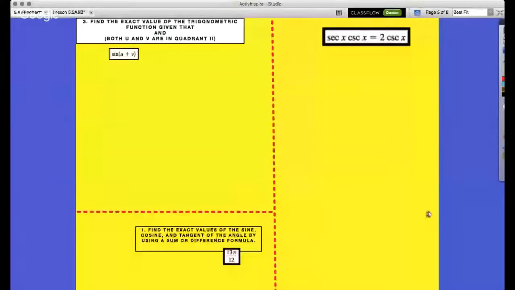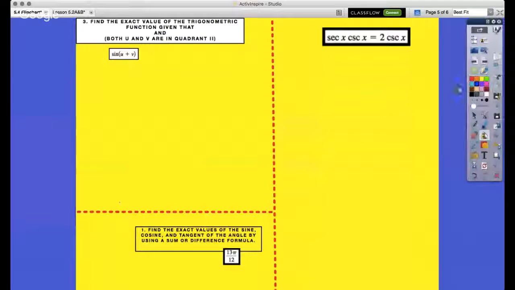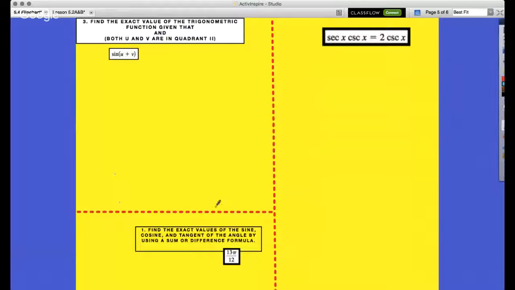All right, let's get started. Today we've got a review over 5.4. We've already hopped into it already. One of the main things I wanted to touch base with you on is number one. Number one tells us to find the exact value of the sine, cosine, and tangent of the angle. So you're using sum and difference formulas, right? The problem is that I can't find that one on my unit circle. So I've got to do something different related to sum and difference, right?